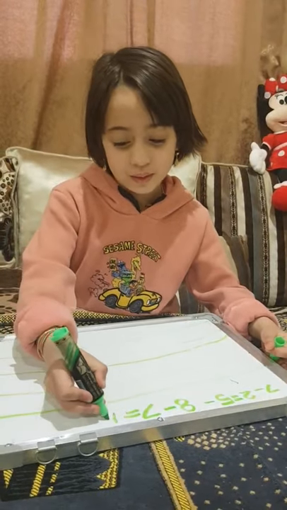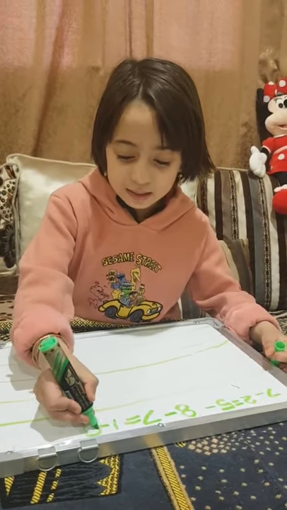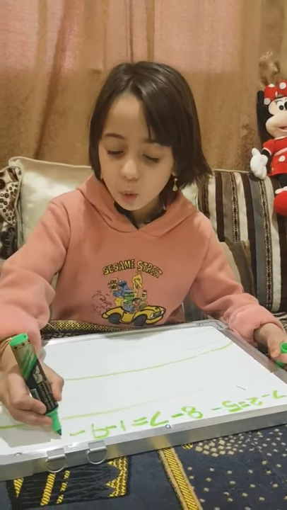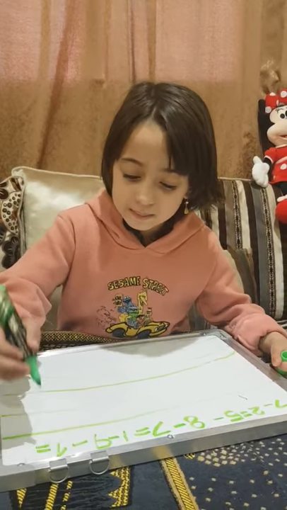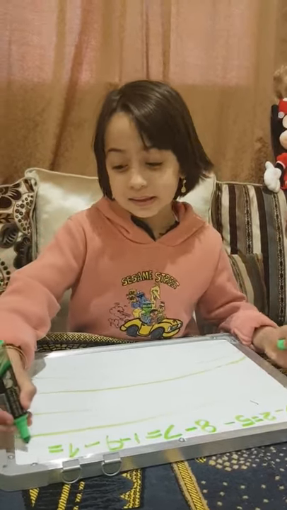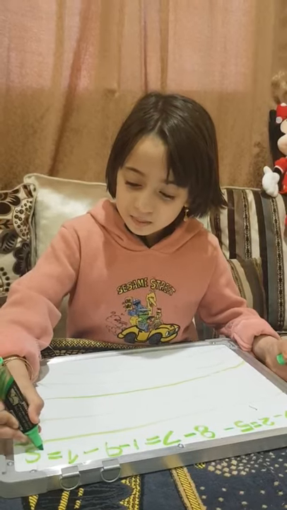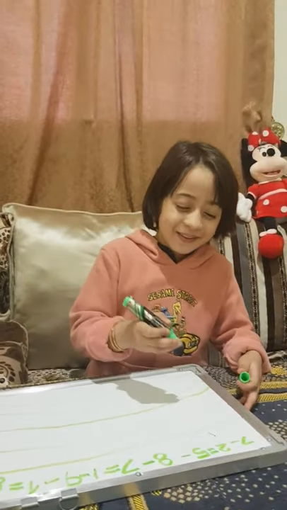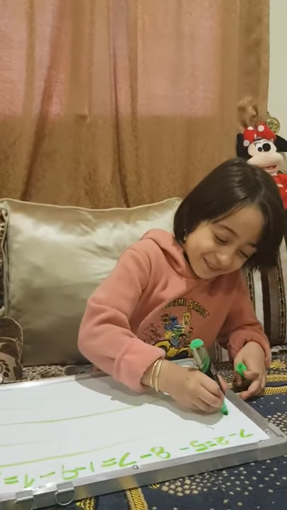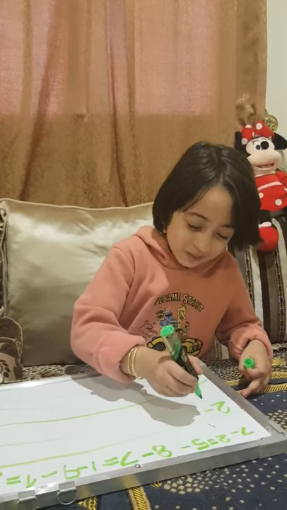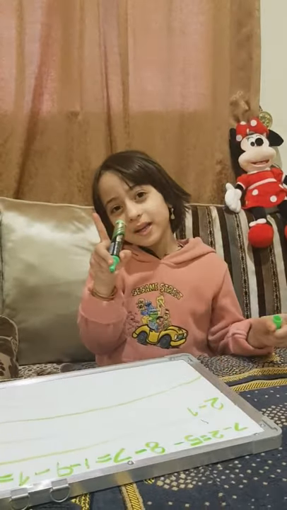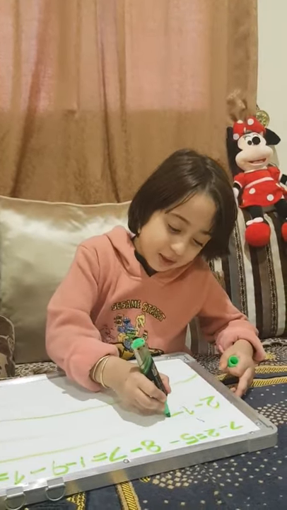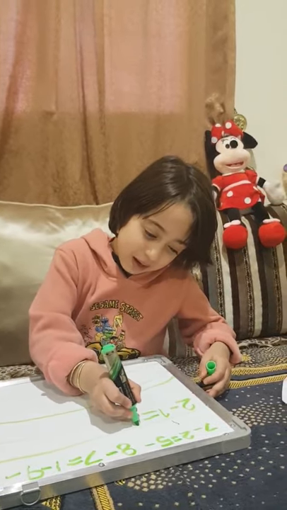So now 9 minus 1 equals, it's so easy, equals 8. This is for the kissy too. So 2 minus 1 equals 1. So easy. Equals 1.